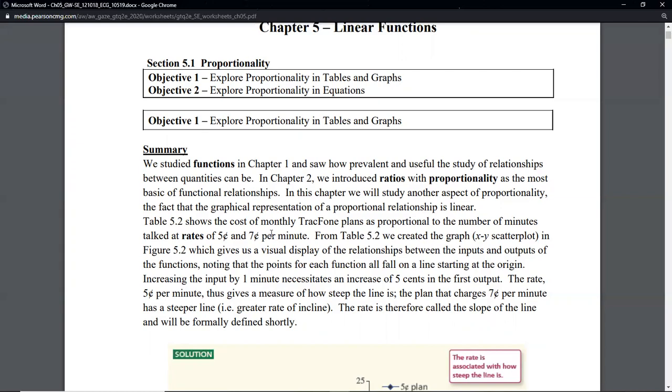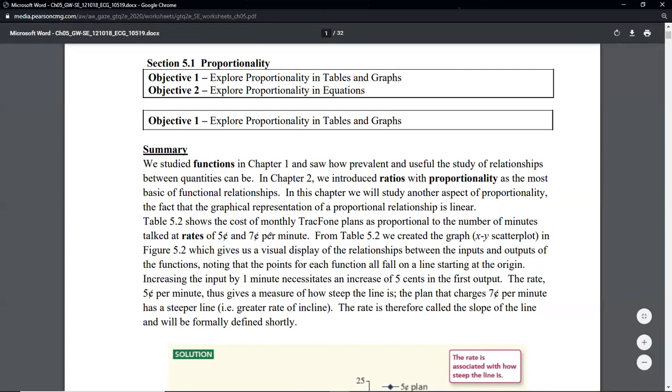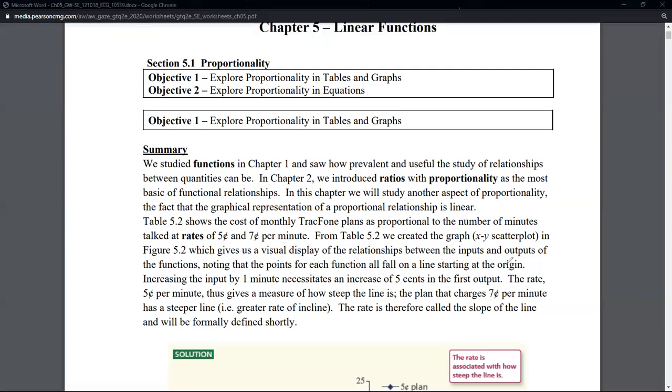So from table 5.2, we created a graph, an XY scatter plot. Coordinate pairs, rectangular coordinate system, Cartesian coordinate system, all that stuff's the same thing, which gives us a visual display of the relationship between the inputs and outputs, inputs being the number of minutes, outputs being the cents. Noting that the points for all functions fall on a line starting at the origin. Now, this right here, starting at the origin, spoilers for later, but this is what makes them proportional.